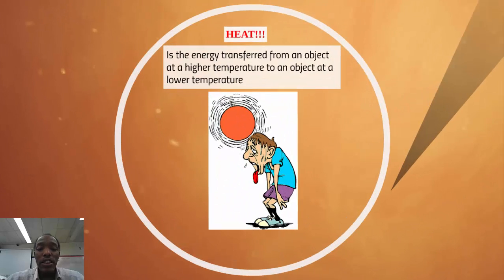And then that brings us to heat. Well, what is heat then? If temperature is the average of kinetic energy, heat is the transfer of energy from an object at a higher temperature to an object at a lower temperature. That is heat.